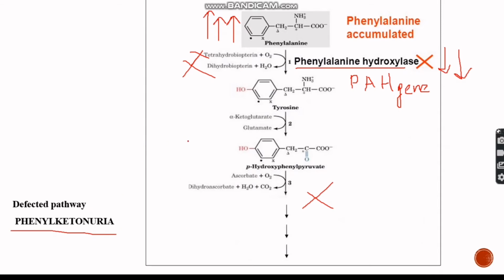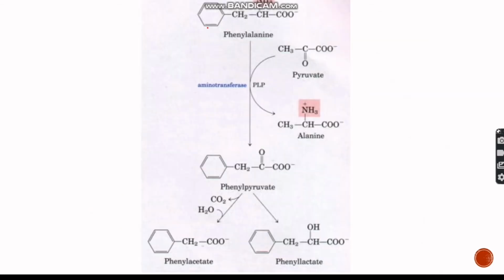It will lead to phenylketonuria. So what happens is that if the enzyme is deficient, PAH is not working properly, which means that phenylalanine is not converted into tyrosine. So a small pathway is initiated on the side.